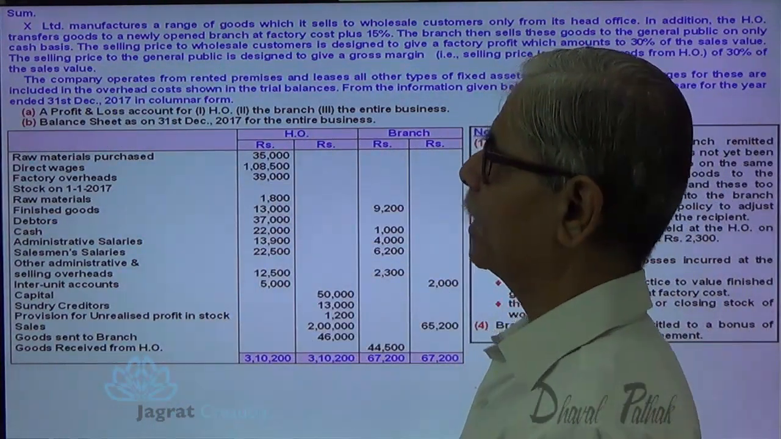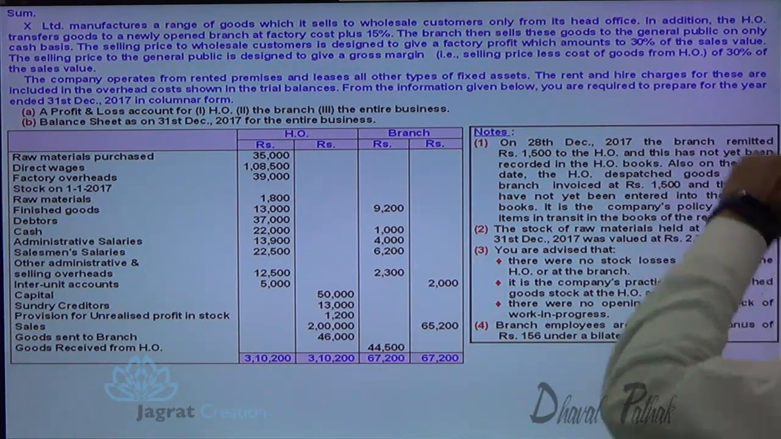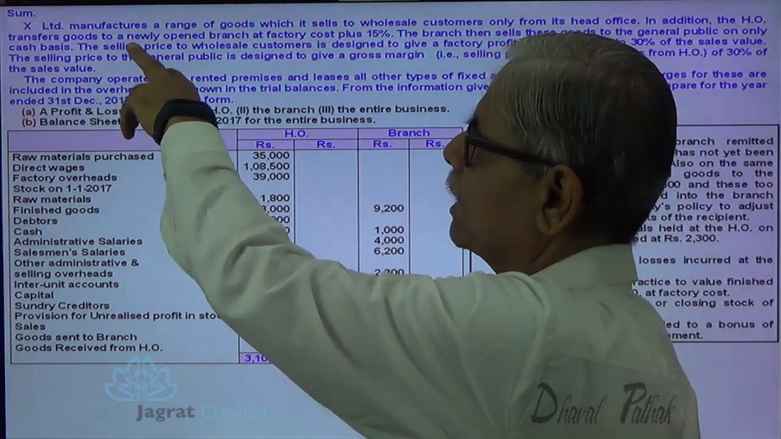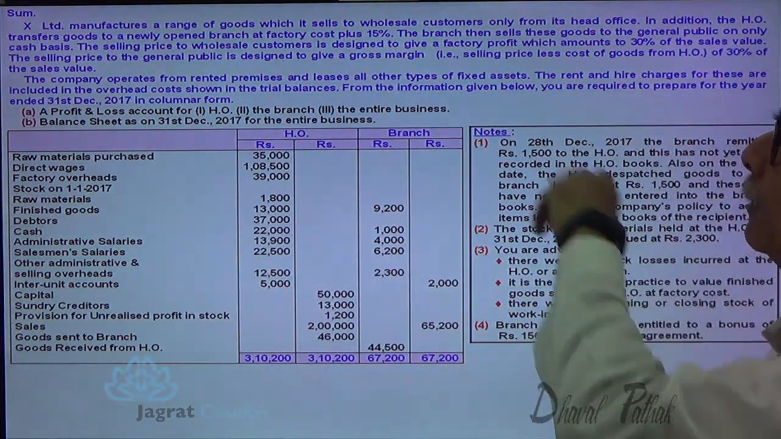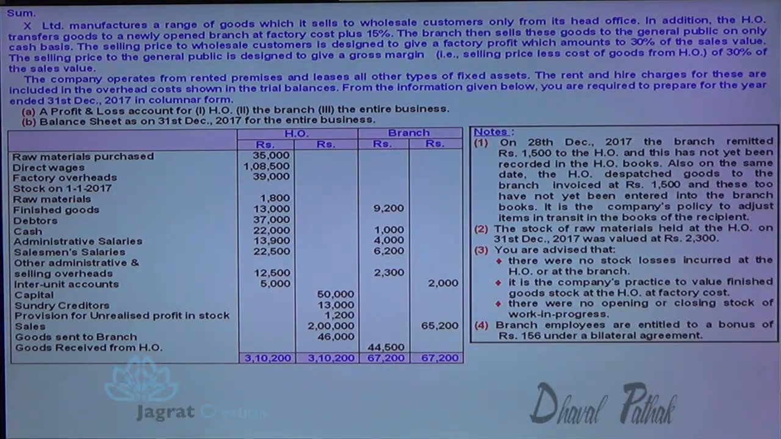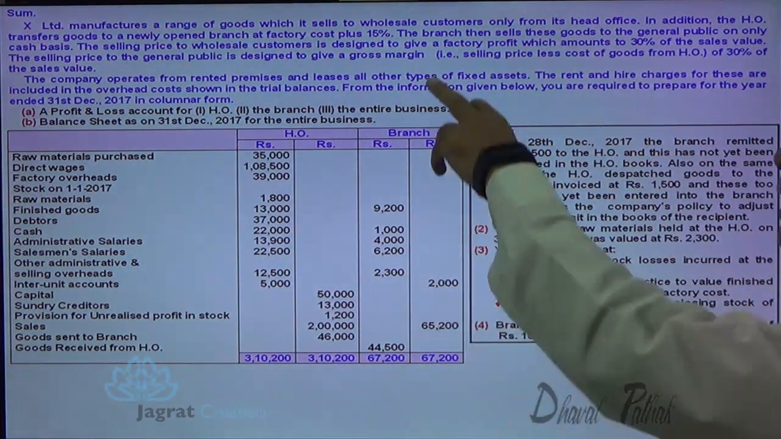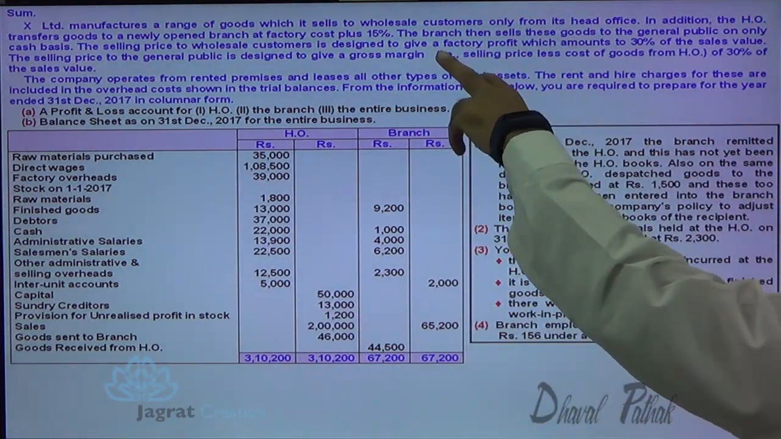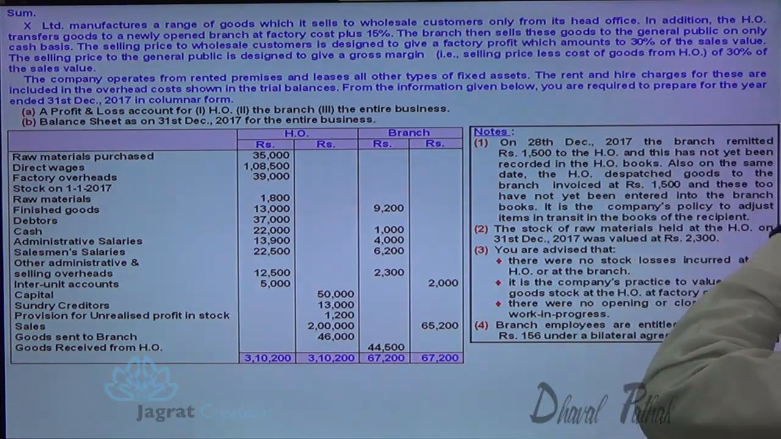X Limited manufactures a range of goods which it sells to wholesaler customers only from the head office. In addition, the HO transfers goods to a newly opened branch at factory cost plus 15%. The branch then sells goods to the general public on only cash basis. The selling price to the wholesale customer is designed to give a factory profit which accounts for 30% of the sales value.